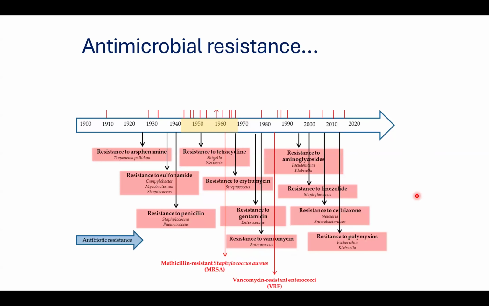So again, if you see this color, we don't need to go into the details, but with every passing decade, the line above shows the decade, there has been reported resistance to various antibiotic groups. Almost all antibiotic groups that we have heard of have now reported some resistance. The common one is MRSA, as we discussed. There's vancomycin-resistant enterococcus. There's resistance to ceftriaxone, polymyxins, linezolid.